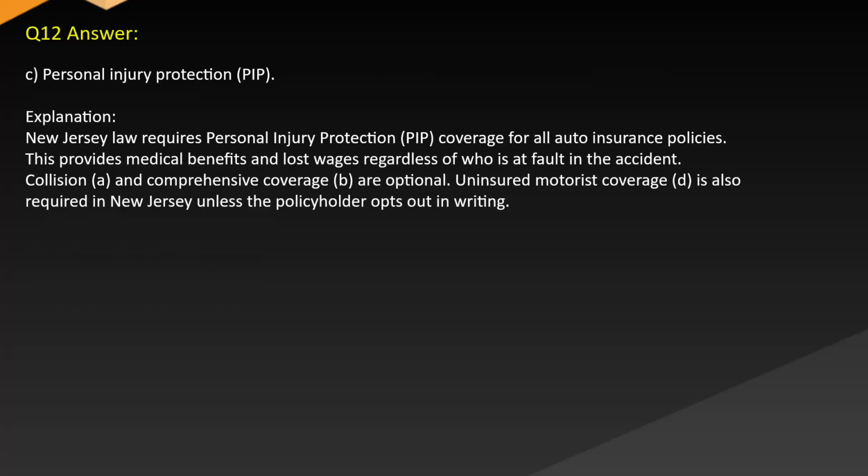Answer: C. Personal injury protection, PIP. Explanation: New Jersey law requires personal injury protection, PIP coverage for all auto insurance policies. This provides medical benefits and lost wages regardless of who is at fault in the accident. Collision, A, and comprehensive coverage, B, are optional. Uninsured motorist coverage, D, is also required in New Jersey unless the policyholder opts out in writing.